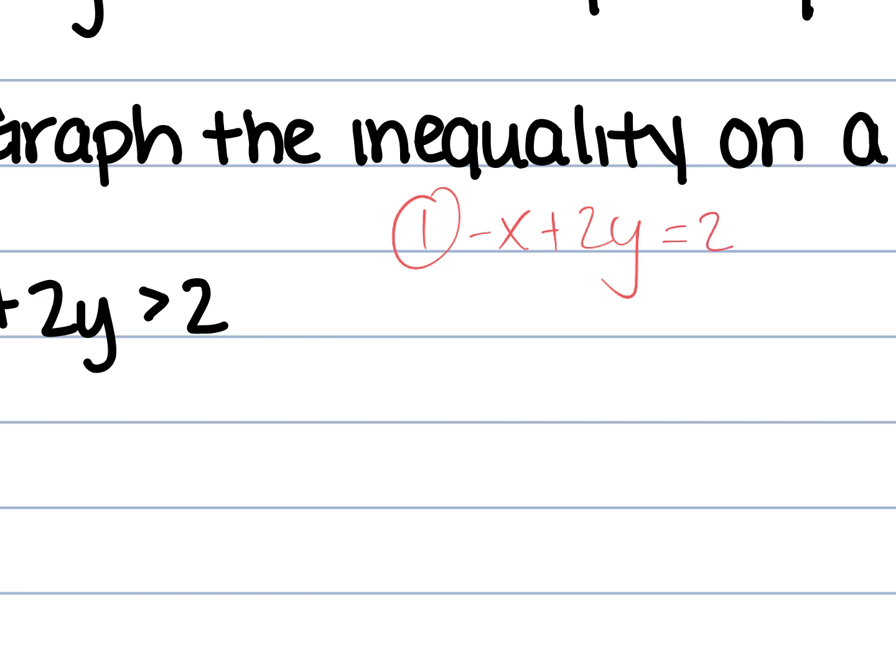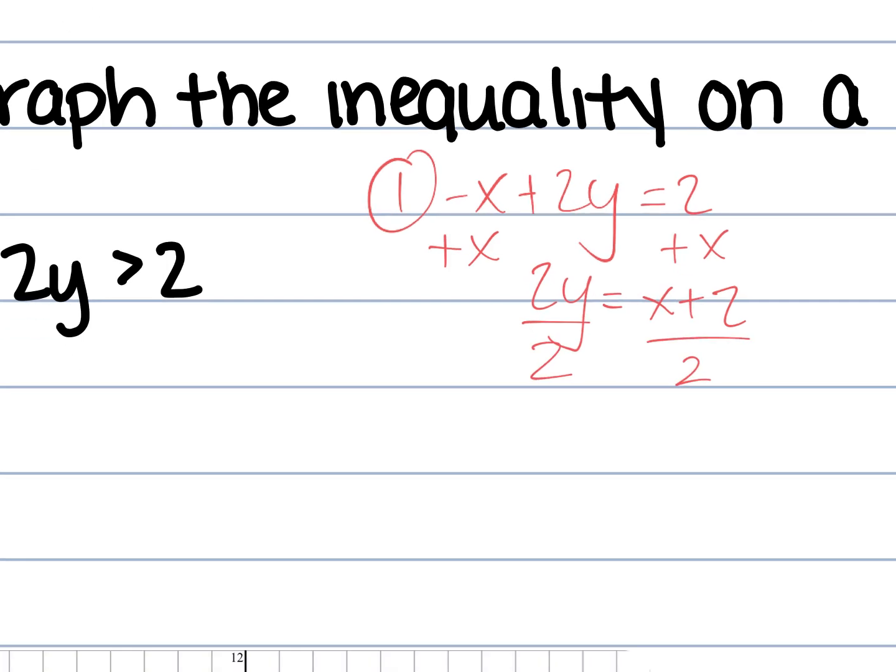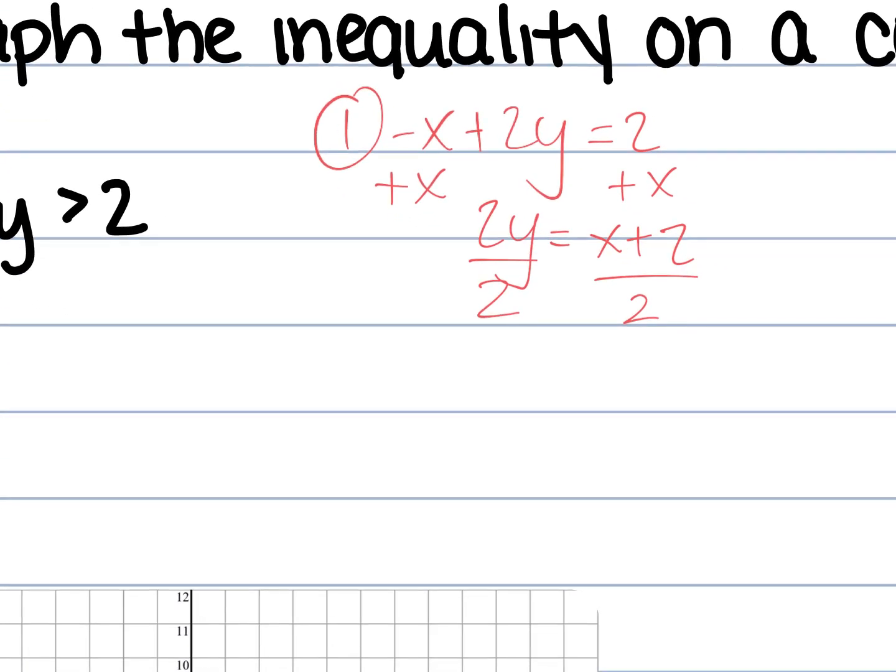Remember, I need to graph it, right? What do I do? Put it in y equals mx plus b form. Very good, Mia. Start putting it into y equals mx plus b form. What should I do to change this into y equals mx plus b? Add x to both sides. You're going to get 2y equals x plus 2. Then what? Divide by 2. What do I get when I divide by 2? 1 over 2 x plus 1.